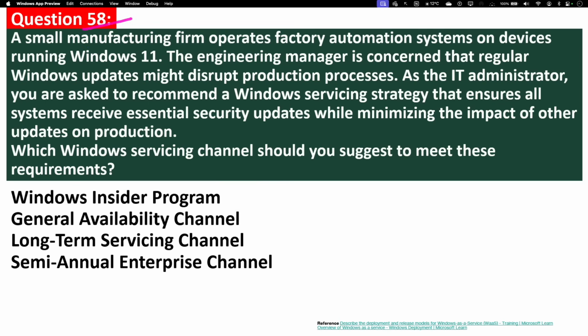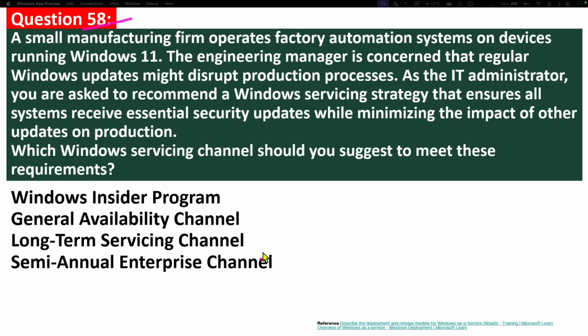Question number 58. A small manufacturing firm operates factory automation systems on devices running Windows 11. The engineering manager is concerned that regular Windows updates might disrupt production processes. As the IT administrator, you are asked to recommend a Windows servicing strategy that ensures all systems receive essential security updates while minimizing the impact of other updates on production. Which Windows servicing channel should you suggest to meet these requirements?